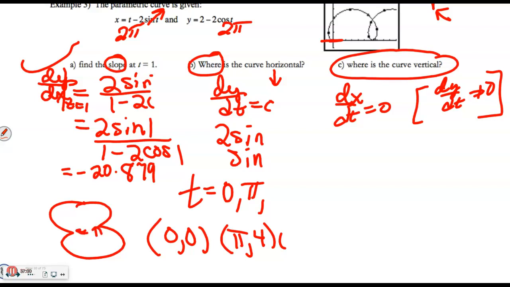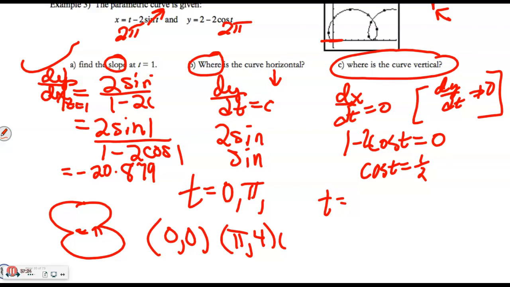All right, so where is dx/dt equal to 0? It'd be where 1 minus 2 cosine t equals 0, right? So cosine t has to equal a half. Where does that happen? Let's start listing them. Where is cosine equal to a half? Give me one. Pi over 3. Pi over 3 is one of them.